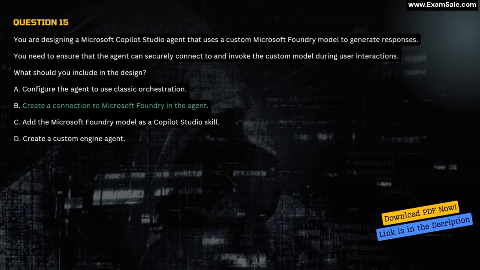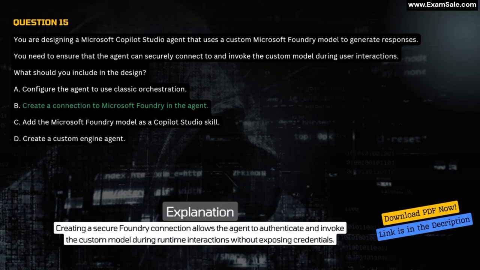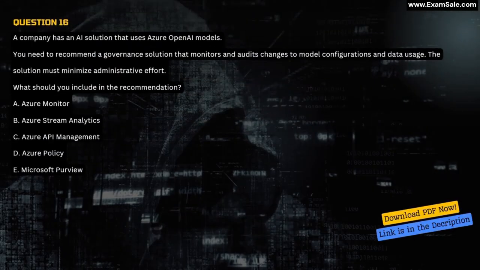Correct answer B. Create a connection to Microsoft Foundry in the agent. Explanation. Creating a secure Foundry connection allows the agent to authenticate and invoke the custom model during runtime interactions without exposing credentials. Question 16. A company has an AI solution that uses Azure OpenAI models.